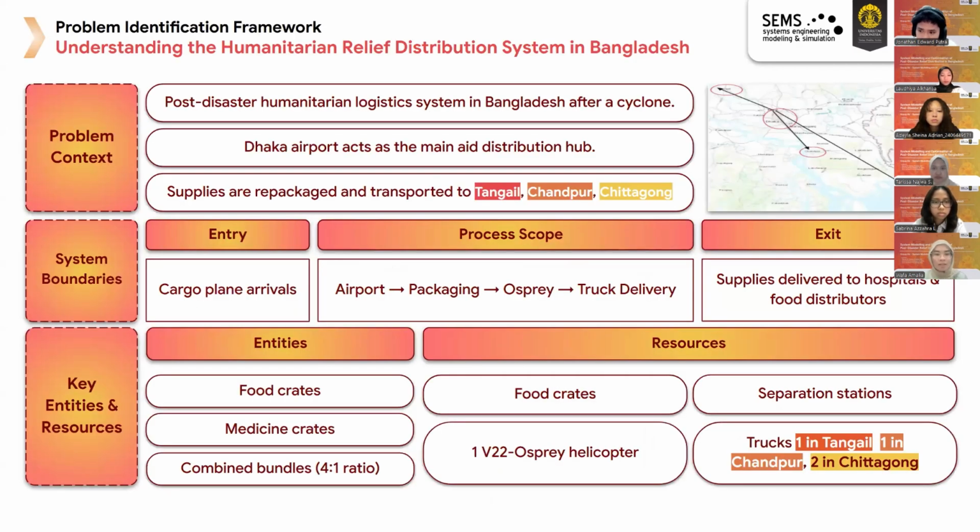Okay, next. To begin, this slide presents the overall humanitarian relief distribution system in Bangladesh after a cyclone disaster. The system boundaries start from cargo plane arrivals and include packaging, air transportation using the V22 Osprey helicopter, and final truck delivery. The main entities in the model are food crates, medicine crates, and combined relief bundles with a 4:1 food to medicine ratio. Next.